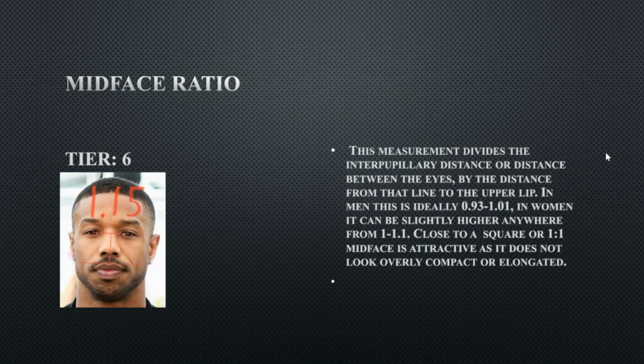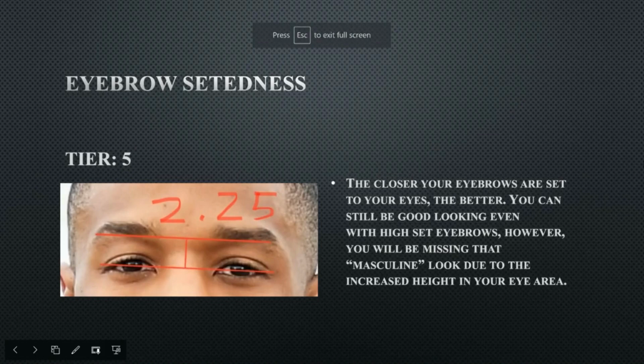His mid-face ratio goes from the eye line down to the upper lip, and your mid-face is supposed to be at least 0.93 to 1. So pretty much it's supposed to be almost kind of like a square in a way, very, very even. And his is not even, so he does have a very compact mid-face region, and this is not ideal. The very next measurement is the eyebrow settiness. So how high set is his eyebrows relative to the eye line, and is at 2.25. And this is a pretty big flaw.